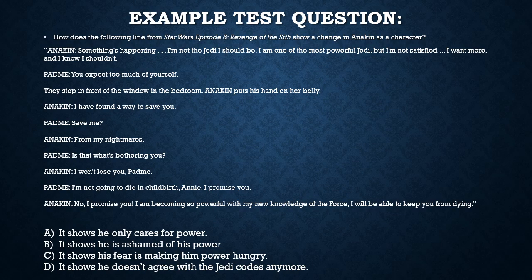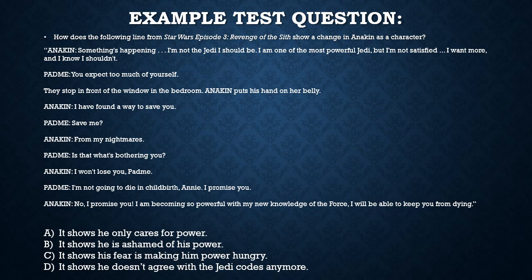How does the following line from this movie show a change in Anakin as a character? So we're trying to see, how does this show a change in him as a character? So let's go through the answer choices and then kind of go through our strategies.